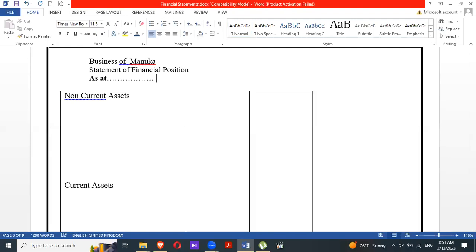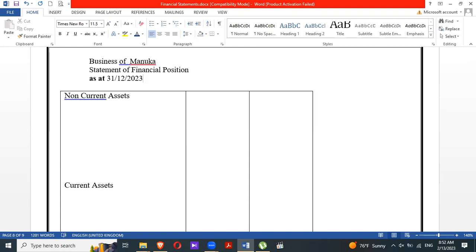Then third, we have to write the time period. The time period we have to write with the term "as at". Definitely you have to use the term "as at", otherwise it's wrong. Statement of financial position as at 31st, let's take 31st December 2023, right?